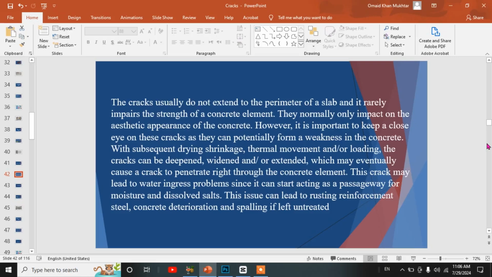However, it is important to keep a close eye on these cracks, as they can potentially form a weakness in the concrete. With subsequent drying, shrinkage, thermal movement, and/or loading, the cracks can be deepened, widened, or extended, which may eventually cause a crack to penetrate right through the concrete element. This crack may lead to water ingress problems, since it can start acting as a passageway for moisture and dissolved salts. This issue can lead to rusting of reinforcement steel, concrete deterioration, and spalling if left untreated.